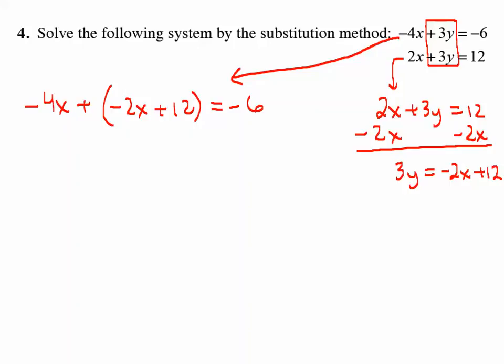Okay, I see a few of you staring at the board like you just saw a ghost. I know you said you plugged it into the first equation. So let me rewrite this here. The top equation is negative 4x plus 3y equals negative 6. So that 3y and that 3y and this 3y are the same. So therefore, if 3y is the exact same thing as negative 2x plus 12, I substitute that in.